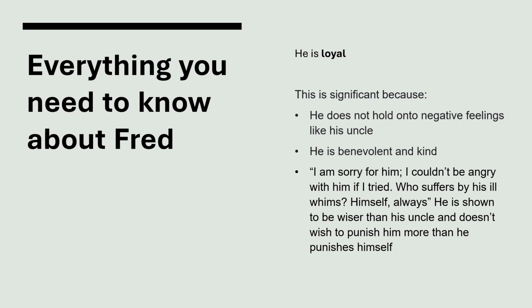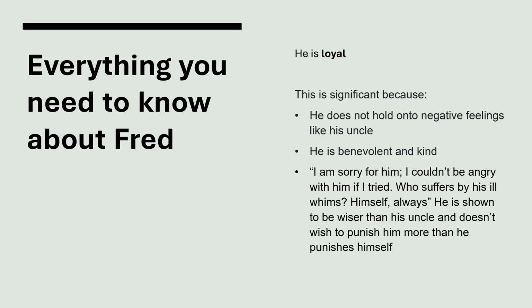Who suffers by his ill whims? Himself, always." So he says that he feels pity rather than anger. So he doesn't hold on to the things that Scrooge holds on to. And he also points out that actually the only person that suffers from Scrooge's misery really is Scrooge. Now, we know that's not necessarily true, because Bob suffers because he is not paid well enough and he is treated quite badly as an employee.